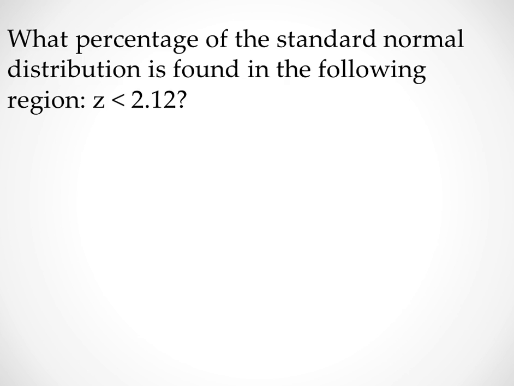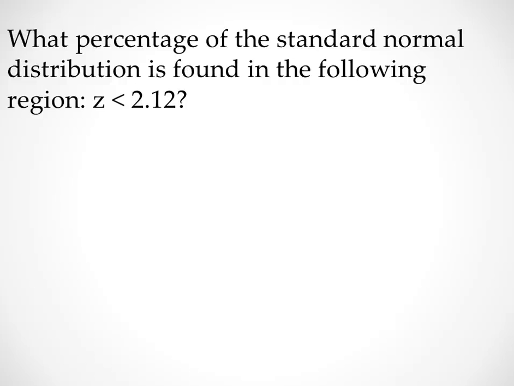The first problem asks you to find the percentage of the standard normal distribution that corresponds to the region where z is less than 2.12. The standard normal distribution is a normal distribution with a mean of 0 and a standard deviation of 1. It's also called the z-curve. So this curve is also what's used for the z-table.